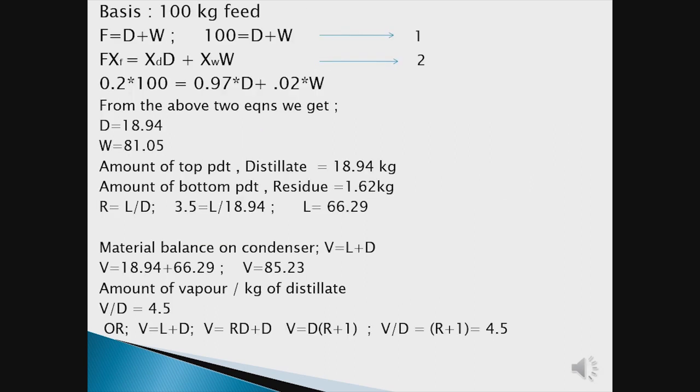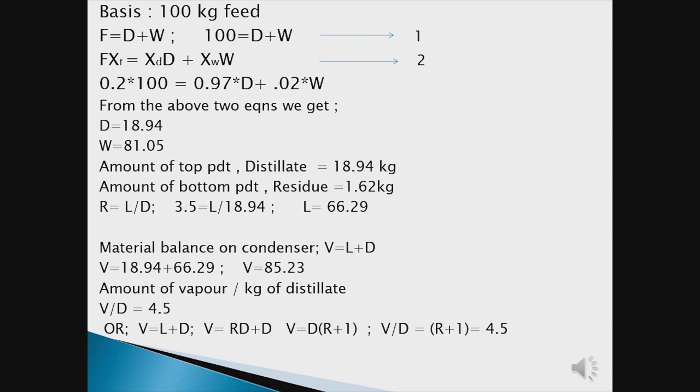So as I have said earlier, we have taken the basis as 100 kilograms of feed. So F equal to D plus W. That is the first equation that we are using in this distillation operation. As we considered the basis as 100 kilograms of feed, F equal to 100, right? So substituting F equal to 100 in F equal to D plus W, we can write that 100 is equal to D plus W. Let's mark it as the first equation.